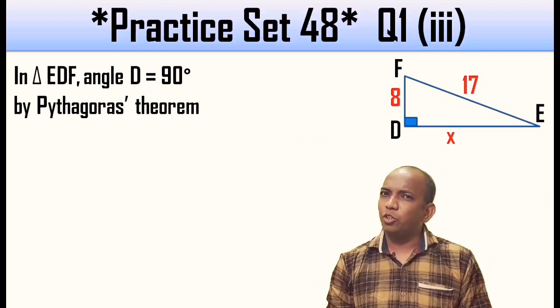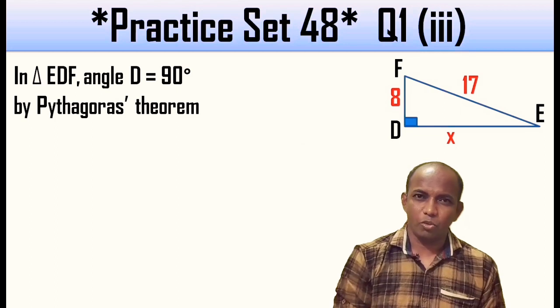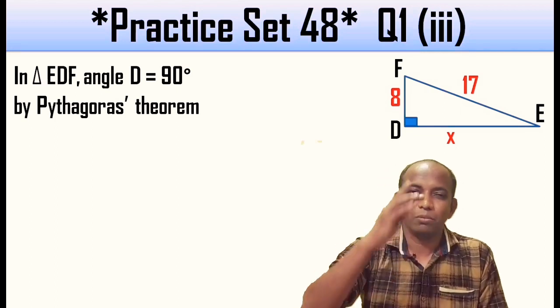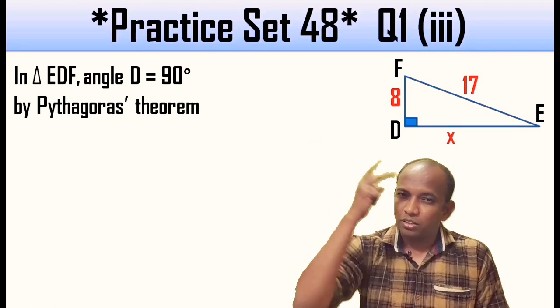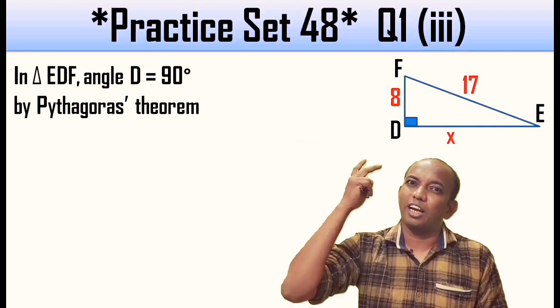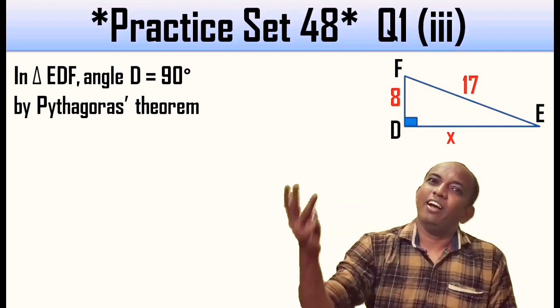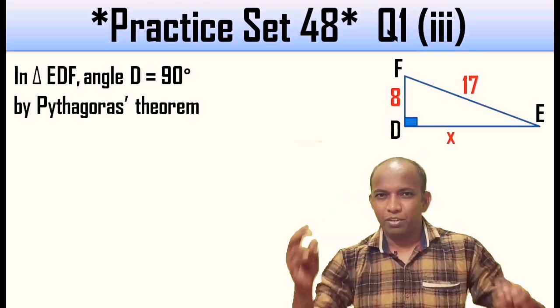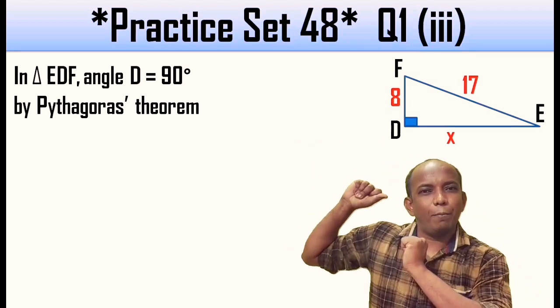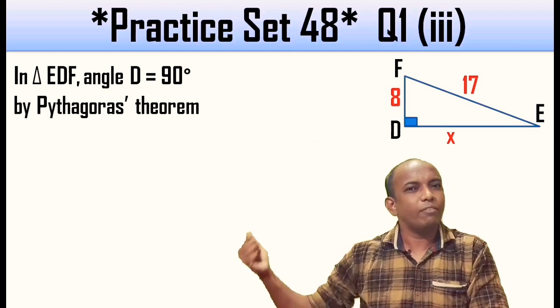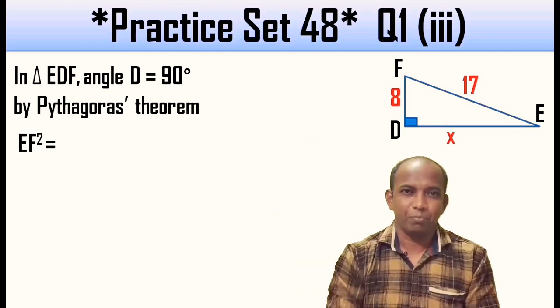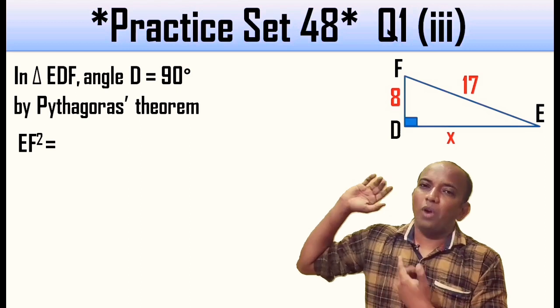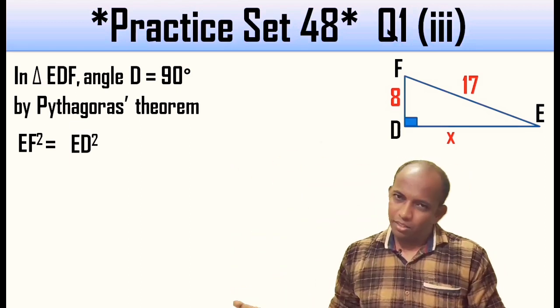The moment I need to find one of the perpendicular sides, which are the four important steps: first, write the formula, second, substitute the value, third one is find the square, fourth one is subtract the answers of the squares. Okay, so here we go with the formula on the screen. We have EF square equals to, that is hypotenuse, EF square equals to FD square plus DE square.